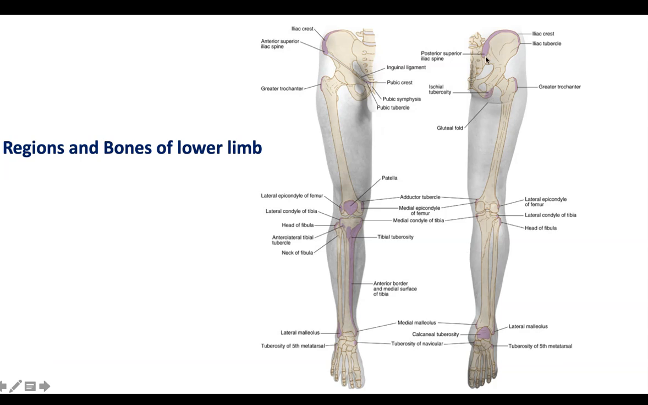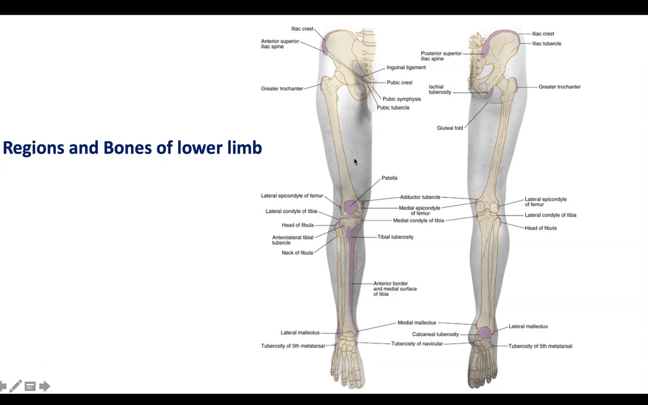The gluteal region overlies the posterior aspect of the hip bone, or the posterior aspect of the pelvic girdle. It extends superiorly up to the iliac crest, and inferiorly it is indicated by a fold of skin called the gluteal fold. That indicates the junction of the gluteal region and the posterior thigh. The gluteal region is actually a transitional zone between the trunk and the free lower limb.